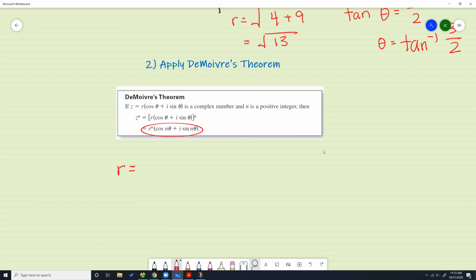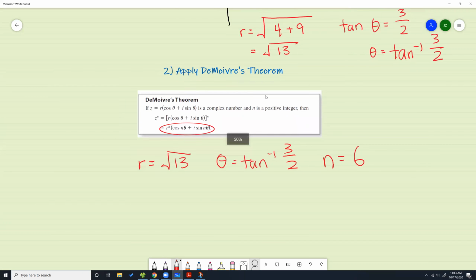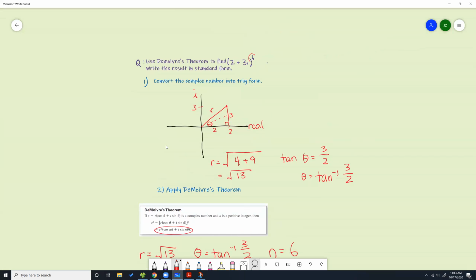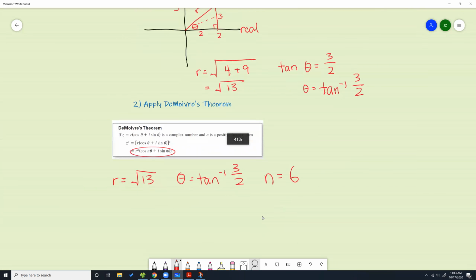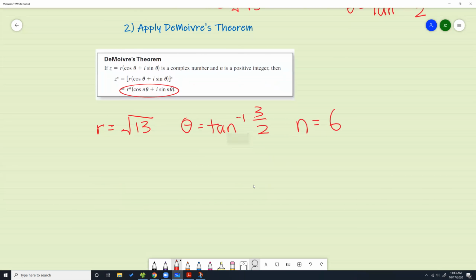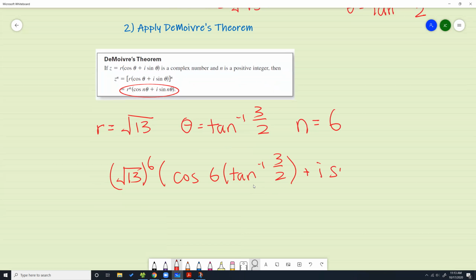And so it's actually pretty straightforward. R equals square root of 13. Theta, I'm going to leave it as inverse tangent 3 over 2. The n is the degree of the complex number, which starts off as 6. Okay, so that's the power of the complex number. All right, so we have these three things and we're ready to use DeMoivre's theorem. The rest of the way is using your calculator to solve the rest of it. So I'm just literally plugging in to the equation.